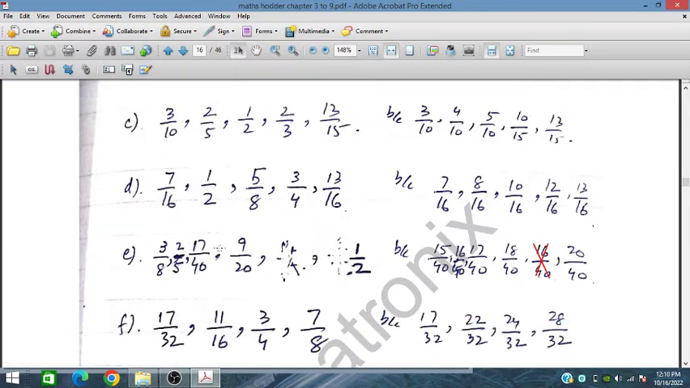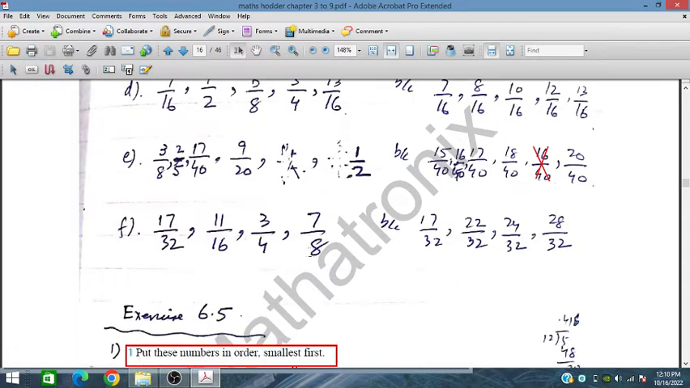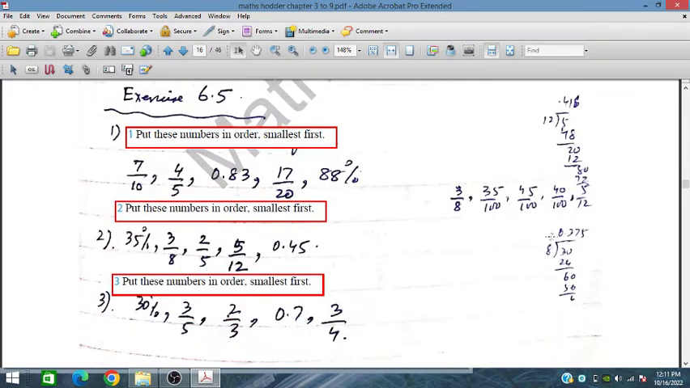Secondly, with this one I made mistakes here, so we just put it there. 2 upon 5 is here. Similarly for this one, put these numbers in order, smallest first. So these are fractions, percentages, and so on. Make sure that you understand all these things. This is important. I have seen these parts in O-level exams, very small numbers, 1 mark or even less than that.